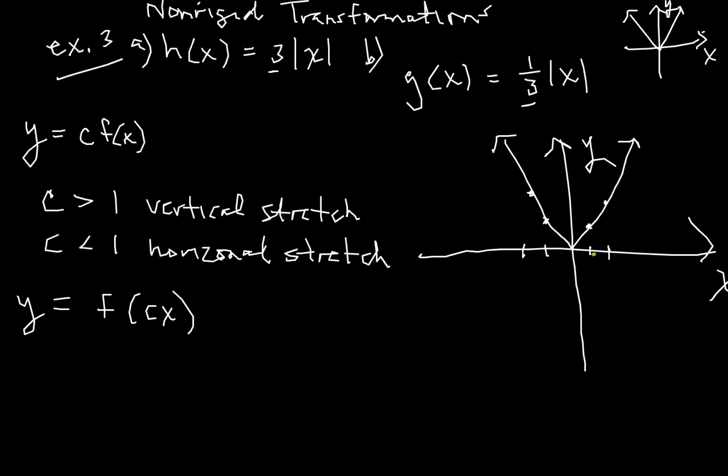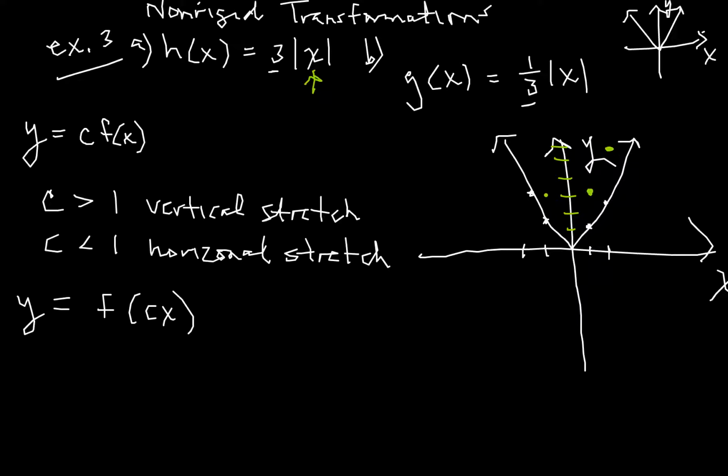So you would get a 1, 1, 2, 3. Whoops, should have been a little higher. If you put a 2 in, you're going to get a 6 out. If you put a 2 right here, you would get 2 times 3 is 6. So you get 1, 2, 3, 4, 5, 6. So you can see how it's vertically stretched.